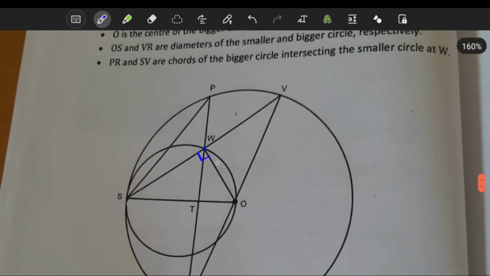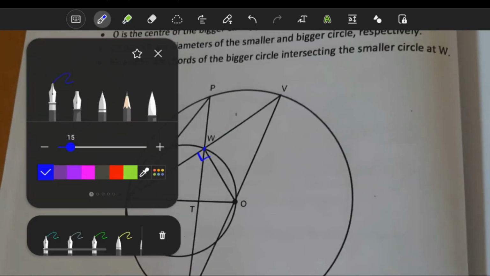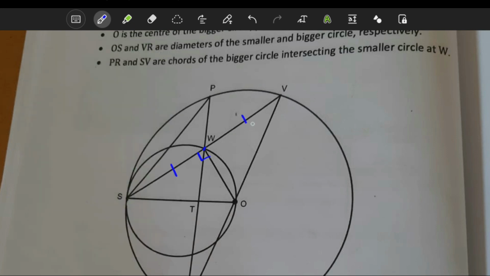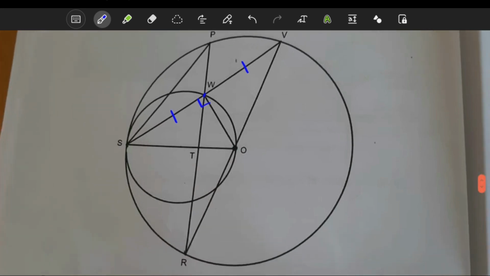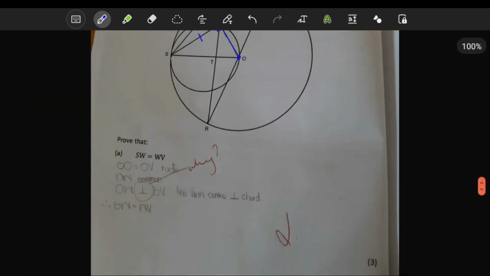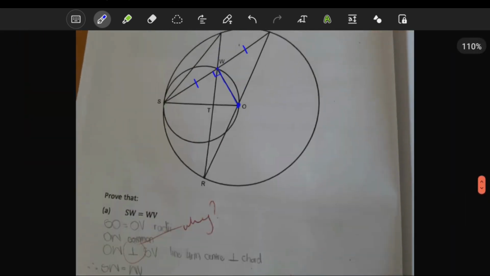They need you to prove that this is equal to that, of which this is just a theorem that we're looking at here. This is equal to this because this is a 90-degree angle. Remember, if you look at the big circle, a line from the center of a circle, if it bisects a chord at an angle of 90 degrees, then it bisects it in half. So here we need to show that this is 90, right?